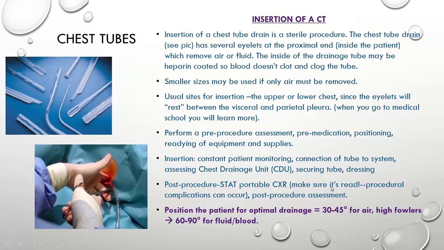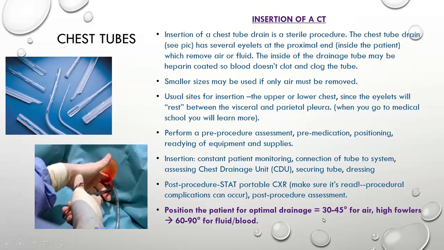Post-procedure stat portable chest x-ray. Why? Because the physician needs to make sure they actually put it in the space they intended it to be. Horror story: an inexperienced physician actually put the chest tube in the right atrium instead of in the pleural space. That's never a good thing, and that's why you need to make sure that not only is your x-ray taken, but you post-monitor your patient, do a post-procedure assessment, and make sure that the chest tube is read by the physician.